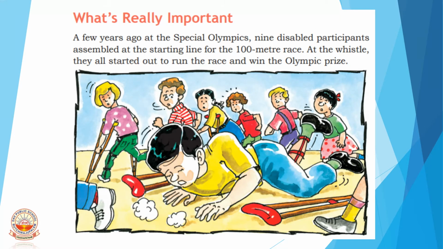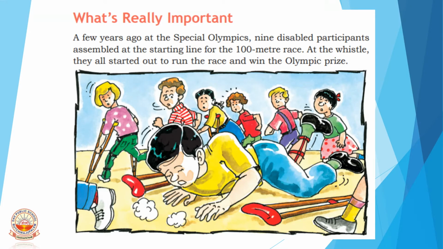So, children, let us go to the lesson. What's really important? This lesson is related to some disabled children. So, let us start the lesson. A few years ago, at the Special Olympics, 9 disabled participants assembled at the starting line for the 100-meter race. It's the Olympics for special children, that is, disabled children.